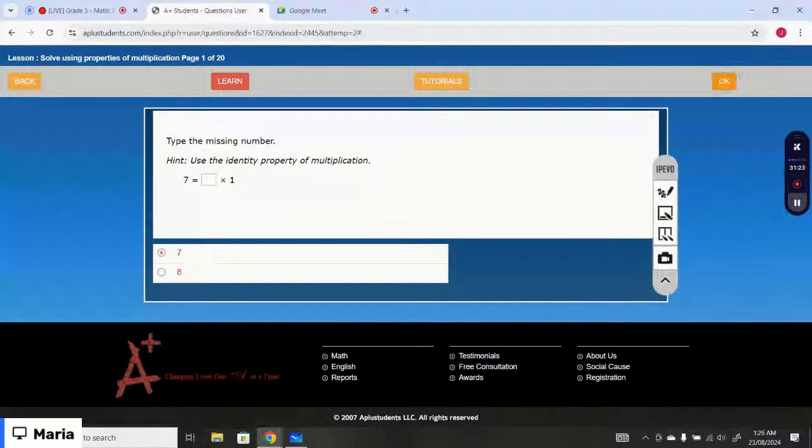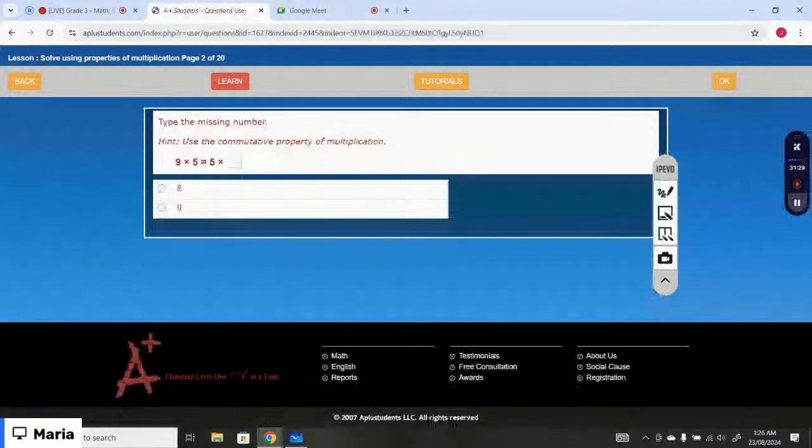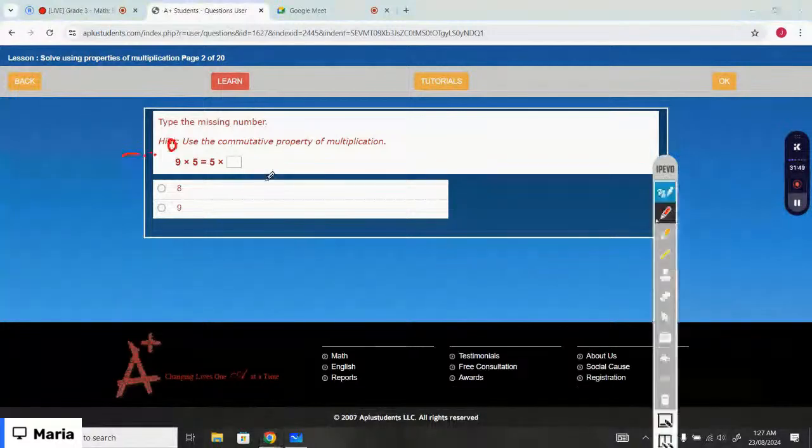Basically these are the properties of multiplication: the zero property, the identity property, and now we're going to learn the commutative property, right? Type the missing number. 9 times 5 equals 5 times the missing number. So basically, the commutative property is, on both sides the numbers must be the same, right? Just the order of writing the numbers is different. Either you do 9 times 5, or you do 5 times 9. In both cases the answer is 45, right?